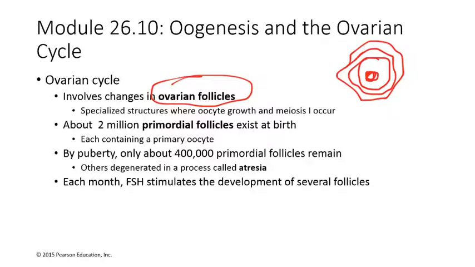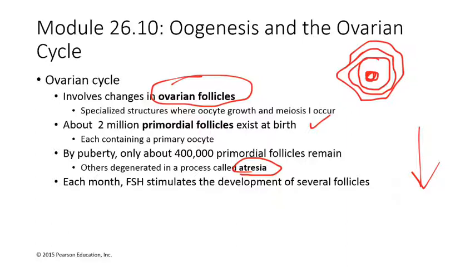Now, there were, I don't know, 5 or 6 million or so of these oogonia that began meiosis back in fetal development. By birth, that number we know drops to around 2 million. What we're going to see is that throughout life, there's going to be a reduction in the number of follicles, and this reduction is called atresia.